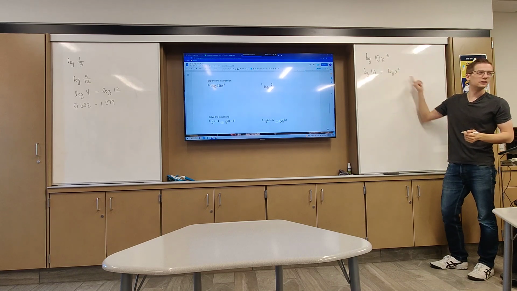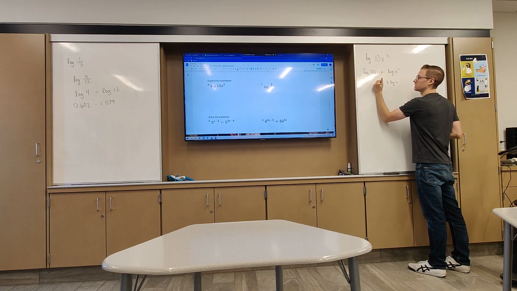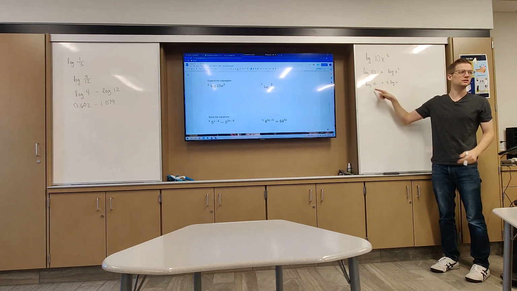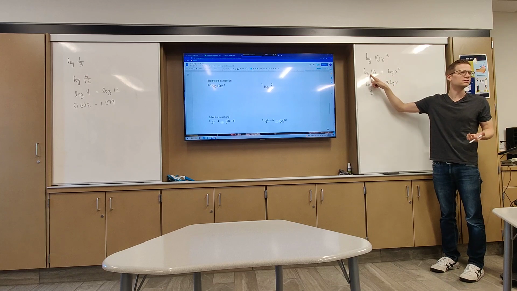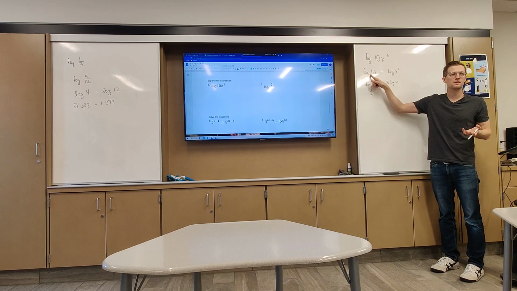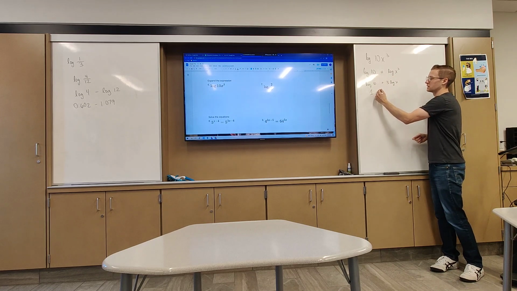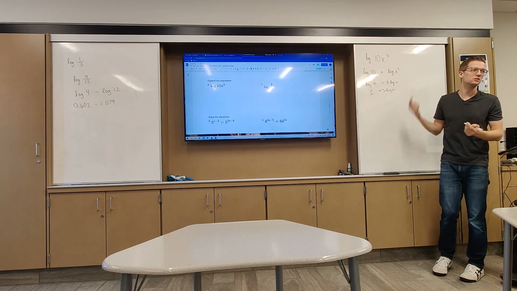And now I can use the exponent property. 3 log of x plus log of 10. Now, some people just wrote this as a 1, since when I don't specify the base, the base is 10. And log base 10 of 10 is 1. So some people just said 1 plus 3 log of x. Either one of these was fine.